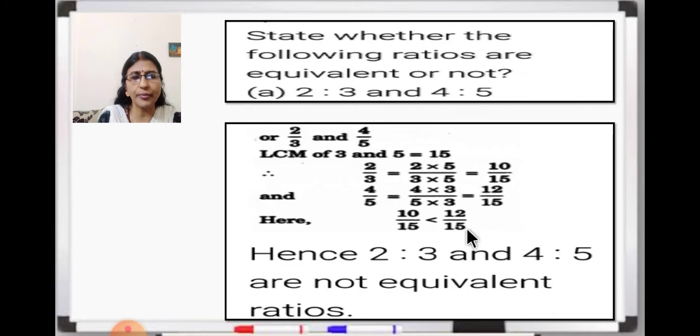So here when the denominators are same, that means this one is greater. So 12 upon 15 is greater than 10 upon 15. So next step would be what? Hence 2 is to 3 and 4 is to 5, because we have to find out whether they are equivalent or not. Means they are equal or not. So here you can see this one is greater than this fraction. So hence 2 is to 3 and 4 is to 5 are not equivalent ratios. As they are not equal, so you will write they are not equivalent ratios.